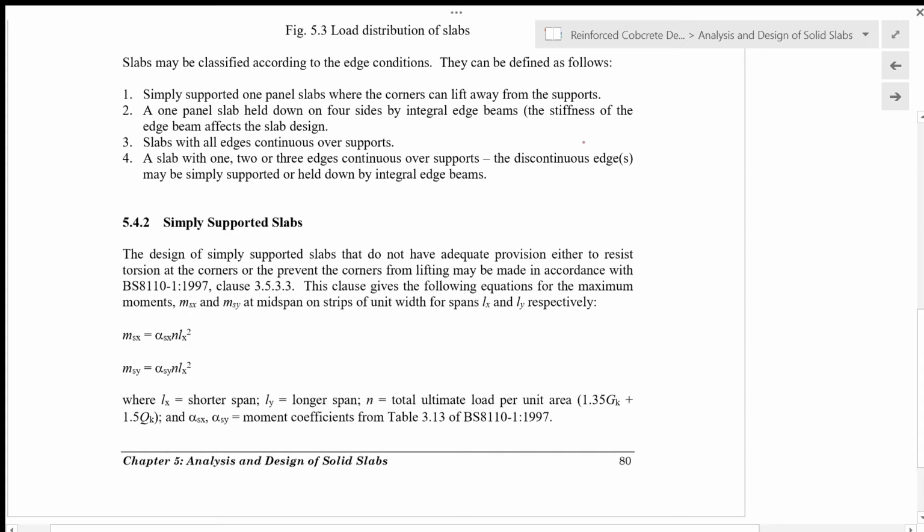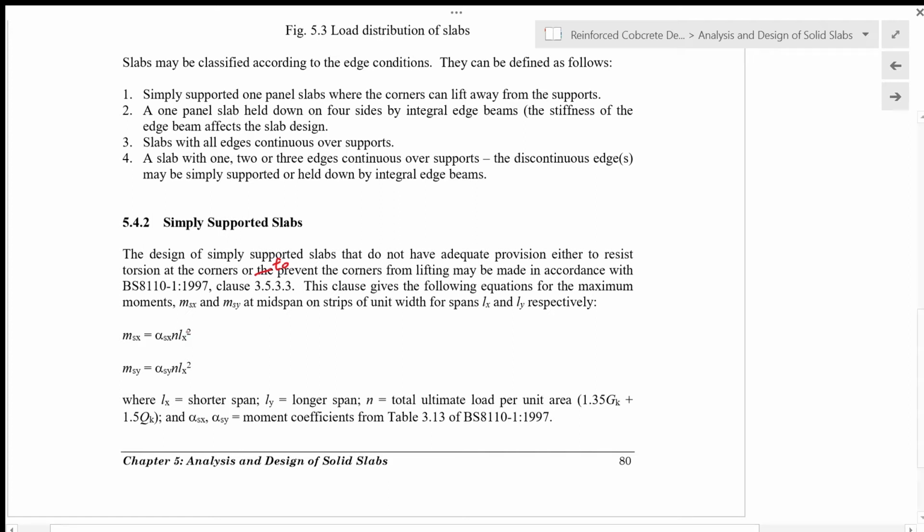First, we look at simply supported slabs. The design of simply supported slabs that do not have adequate provision either to resist torsion at the corners or to prevent the corners from lifting may be made in accordance with BS 8110 Part 1, 1997, Clause 3.5.3.3. This clause gives the following equations for the maximum moments: MSX for the LX direction and MSY for the LY direction at midspan on strips of unit width for spans LX and LY respectively.